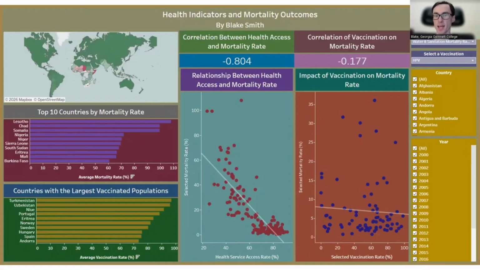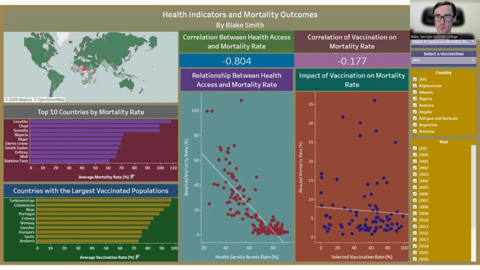This dashboard brings together all the datasets introduced in the previous slides into a single interactive view. At the top right are two parameter controls that allow us to select any mortality rate and any vaccination measure to analyze. I also included filters for countries and years so we could focus on specific locations or time periods. In the top left is a world map that shows the countries selected by the country filter. The map uses a color scale based on the selected mortality rate, where greener countries have lower mortality rates and redder countries have higher mortality rates.